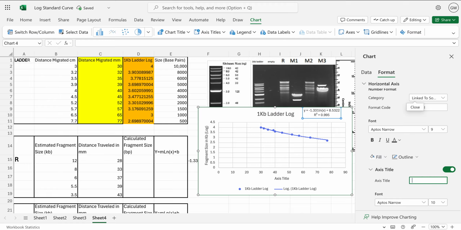And down here on the bottom, we want this to be distance migrated in millimeters.